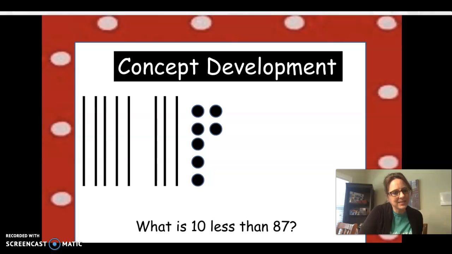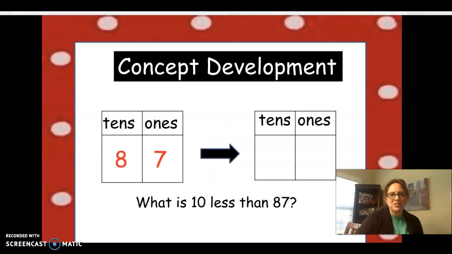What would 10 less than 87 be? So we've got 87 here, and we'd have to take a 10 away to get 10 less than 87. So there we are taking 10 away. So 10 less than 87 would be 77.